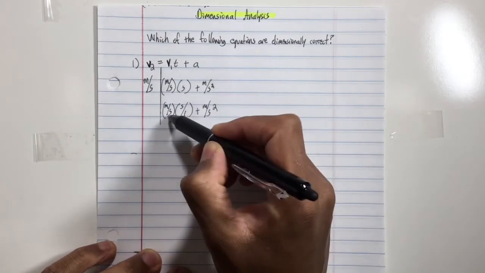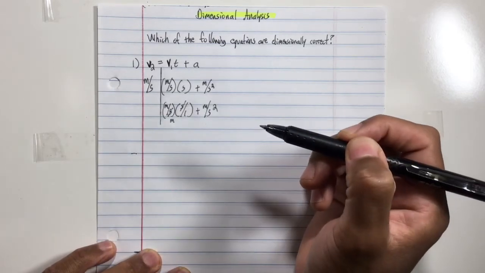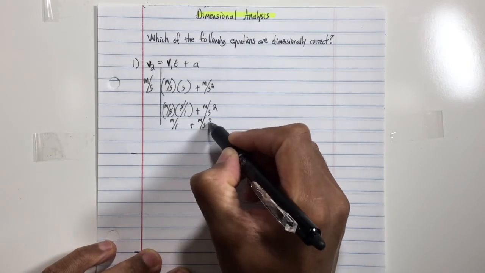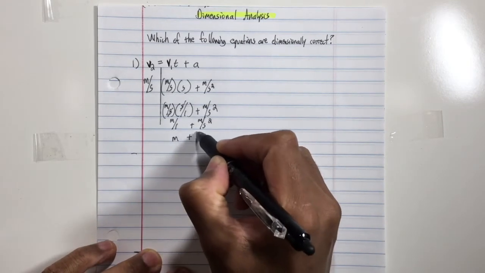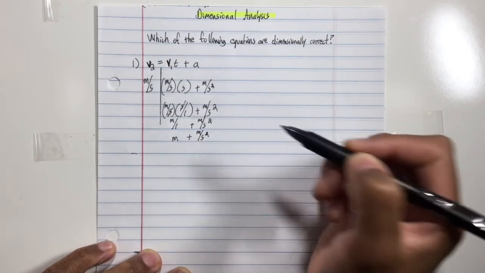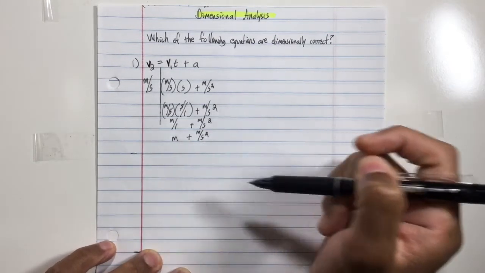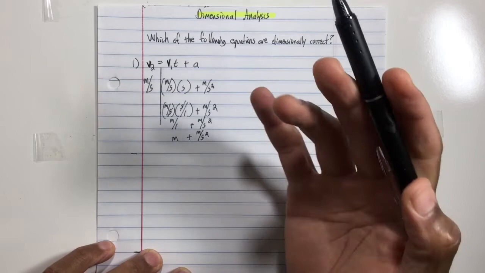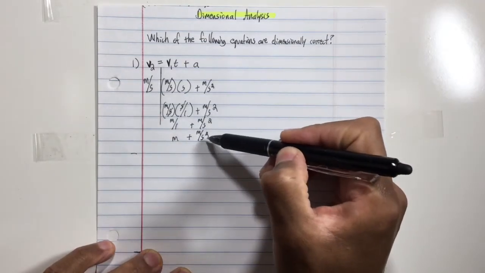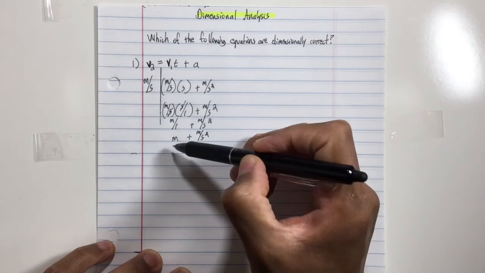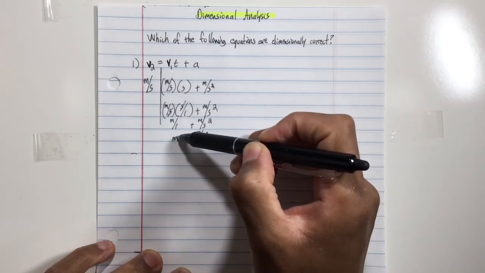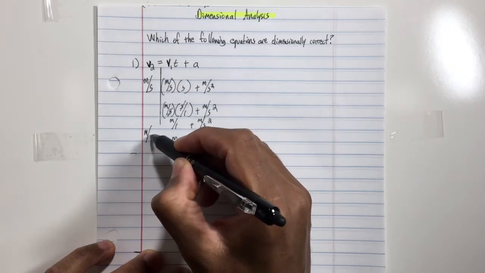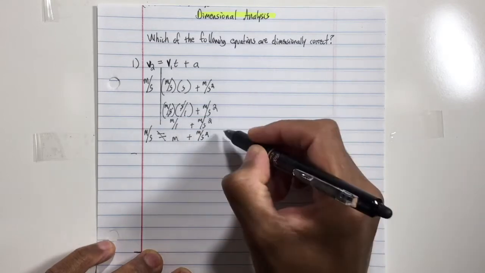Actually, before I do that, I can cancel the seconds here, okay? And I've just got a meter over 1, right? Which is the same thing as a meter. And I've got my plus meter per second squared. Now, can I combine these two? No, I cannot. Meters represents a length unit, like distance or position. Meter per second squared is an acceleration. I cannot combine a length unit and an acceleration unit. Can't do it, okay? So this is not equal. So no.